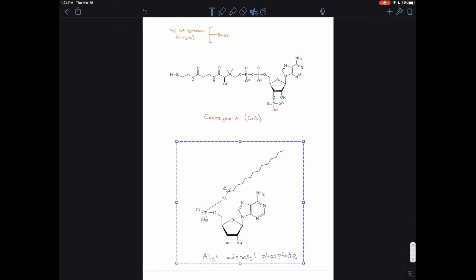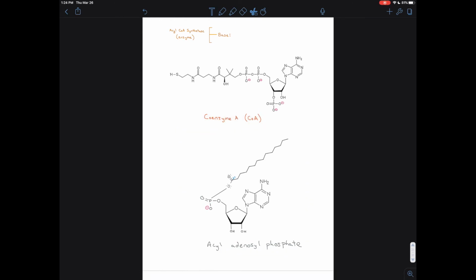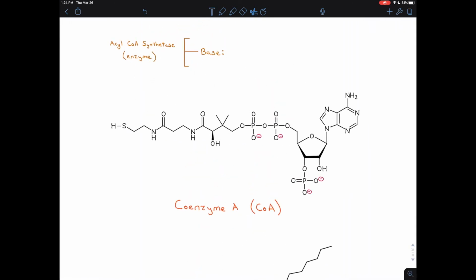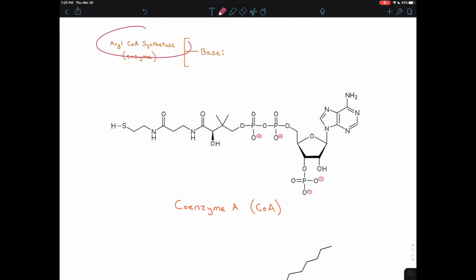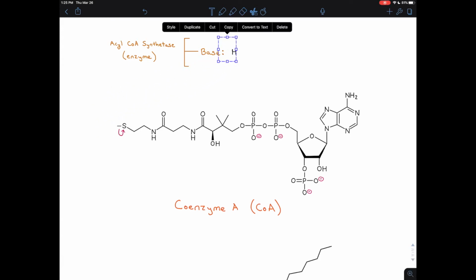Now it's really just the sulfur of coenzyme A that's going to react with this. And to activate that sulfur as a stronger nucleophile, the enzyme acyl-CoA synthetase acts as a base, steals the hydrogen, the electrons go onto the sulfur, so it's a proton transfer. So that hydrogen is going to move off of the sulfur onto the base.